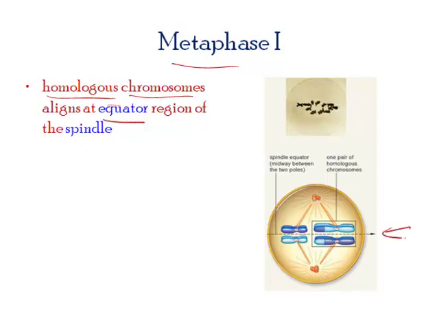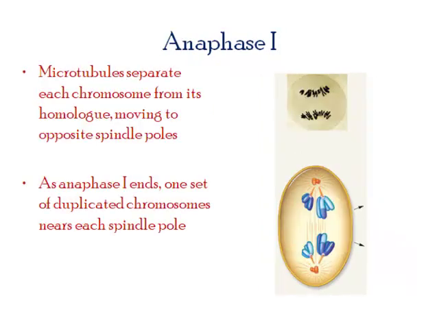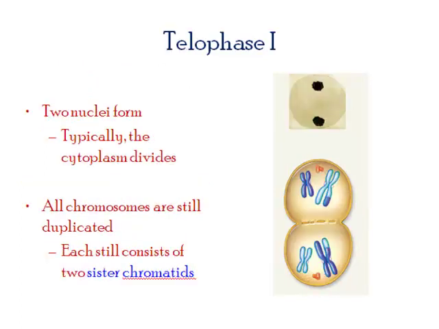Metaphase is followed by anaphase. Again, very similar. The chromosomes are going to be pulled apart, and at this stage the homologs are now being separated. So at the end of anaphase, you will have a duplicated chromosome giving one set towards one end and the other set towards the other part of the cell. Very similar to the previous image that we did.